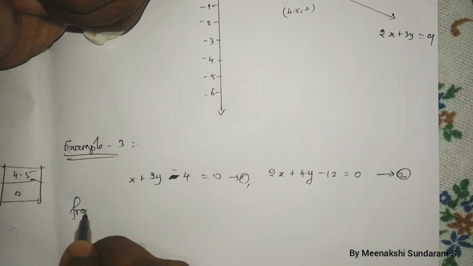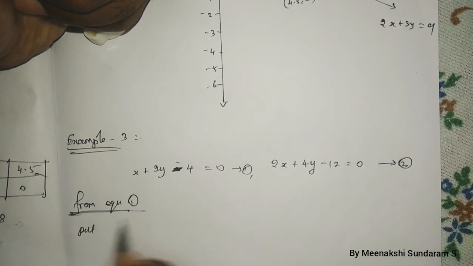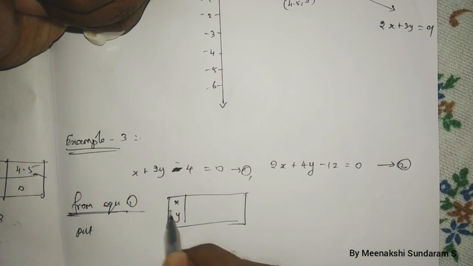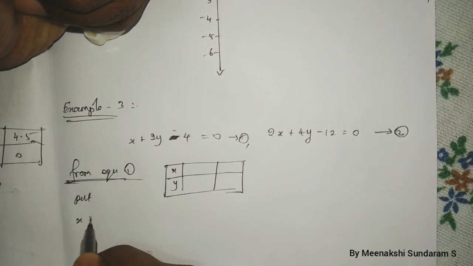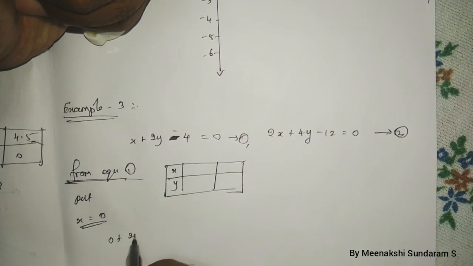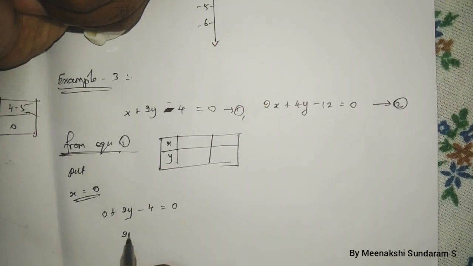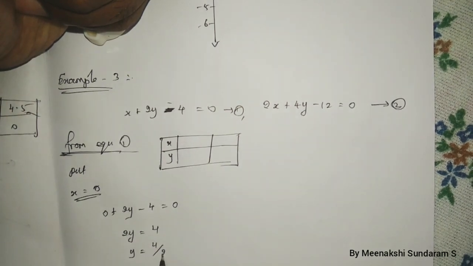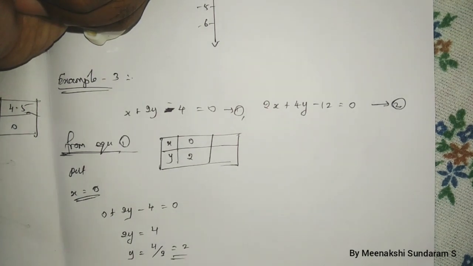From equation 1, first you can make a box with x and y. Two points are enough. Put x equal to 0. When you put x equal to 0 in this equation, 0 plus 2y minus 4 equal to 0. So 2y is equal to plus 4, y is equal to 4 by 2, that is 2. So when x is 0, the y value we find is 2. Clear?